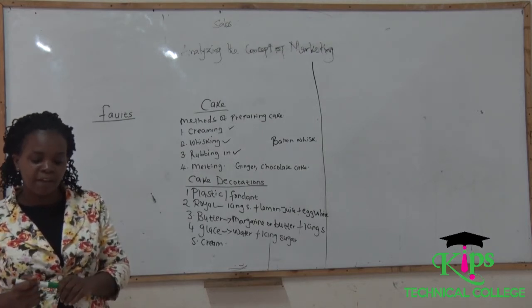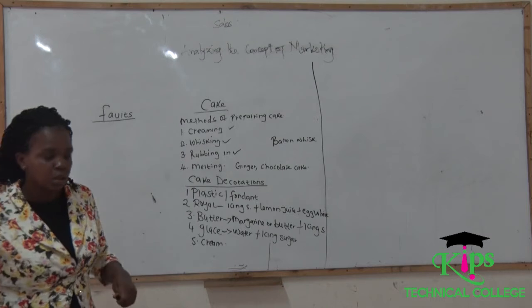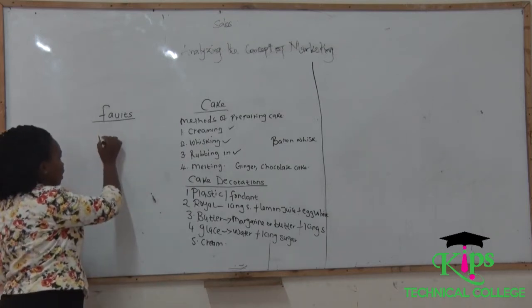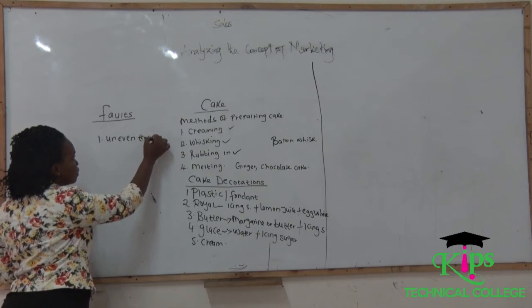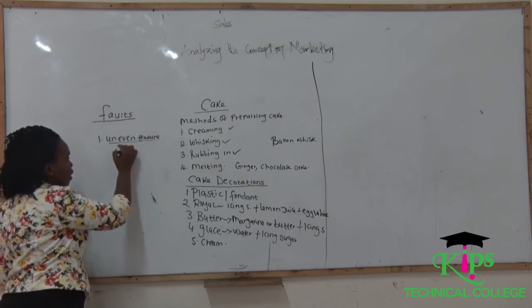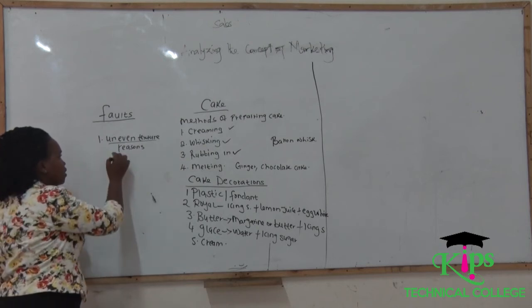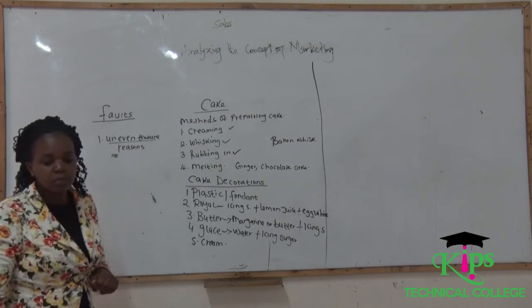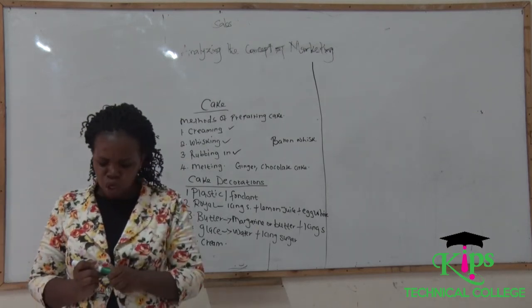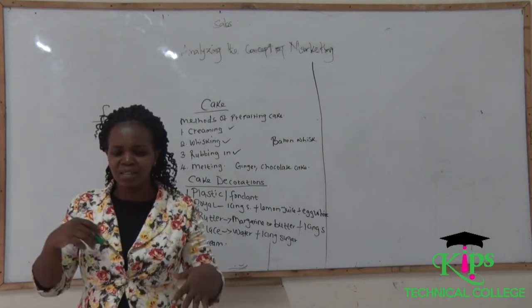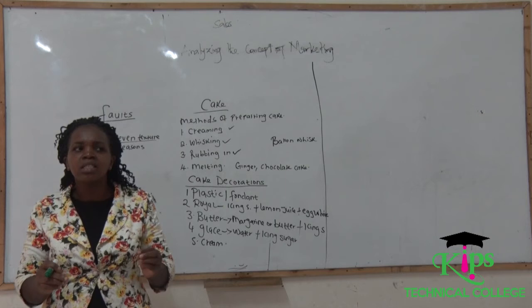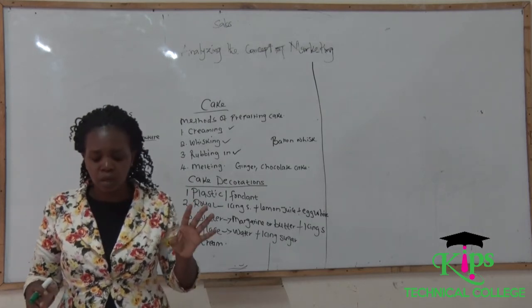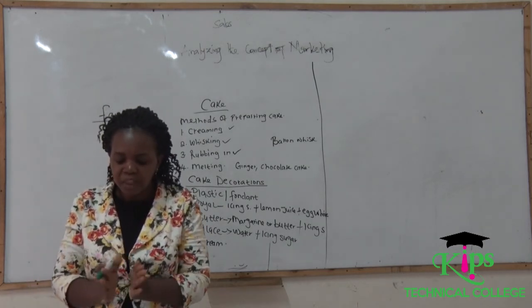So we start with the first fault, that is uneven texture. And the reason why you get uneven texture: you have prepared your cake and then it comes out with a bad texture. It has large holes or it has a squeezed texture.